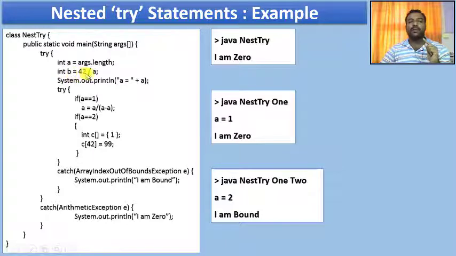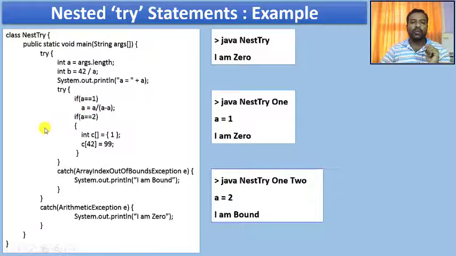This is fine. So now in the next execution where I pass 1 parameter, the value of a becomes 1 and b equals 42 by 1. Hence there is no error. The execution will come to this statement, and I am going to print the value of a equals 1, and I will enter the inner try block. So if a equals 1, yes, it is true right now in this case. So a equals a divided by a minus a becomes 0. Again there is an arithmetic exception here.